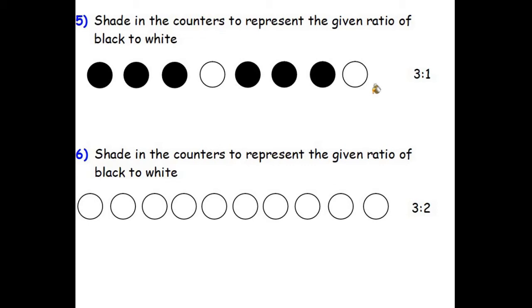And for question 6, shade in the counters to represent the given ratio of black to white. And the ratio is 3 to 2. So that means for every 3 black counters, they want 2 white counters. So 1, 2, 3 black counters, 2 white counters.